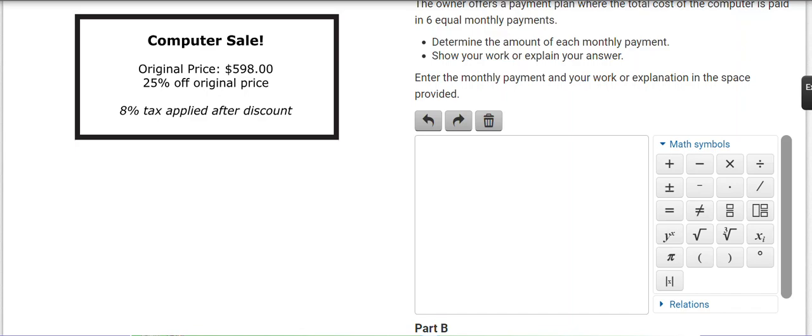And the question says, the owner offers a payment plan where the total cost of the computer is paid in 6 equal monthly payments. Determine the amount of each monthly payment, show your work, or explain your answer. Now, when it says show your work, well, we can explain this using mathematical notation, right? So leave nothing out. We want to show everything we possibly can.